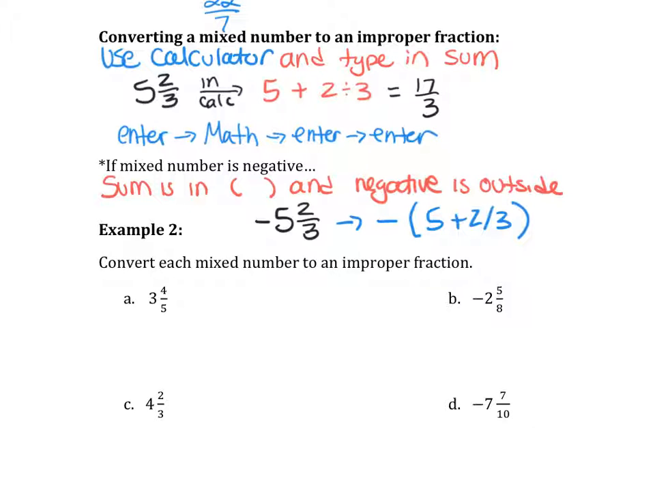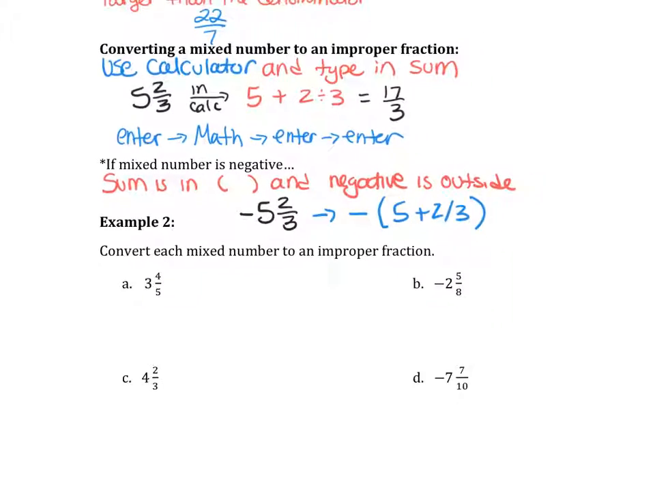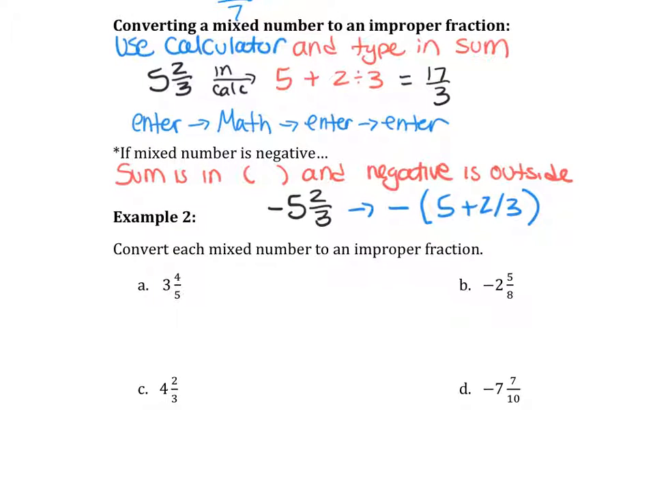Okay. You guys have any questions? Okay, can you try example 2 then? So A, B, C, and D. Notice there are 2 positive ones and 2 negative ones, so make sure you know when you have to do the parentheses with the negative outside. So go ahead and try example 2. I'll be walking around, so flag me down if you have questions.